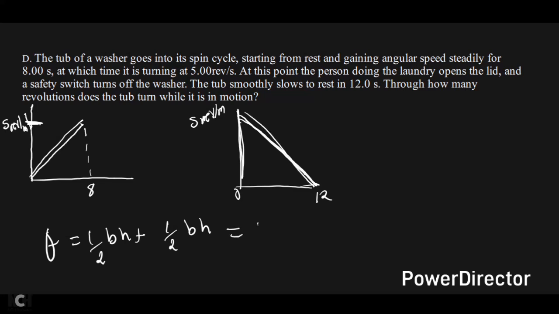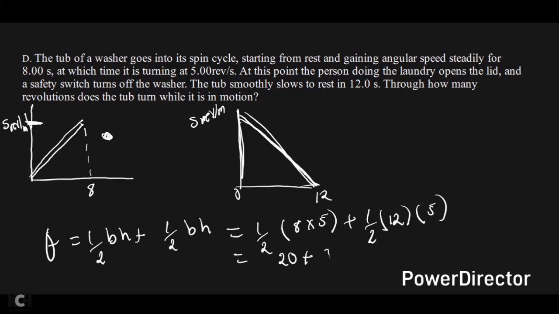So your answer will be 1 over 2 times... let's start with this part. What's the base? It's 8. How about the height? It's 5, plus 1 over 2. For the other part, the base is 12 and the height is 5. You find that your answer has 20 plus 30, and then your answer will come to 50 rev.